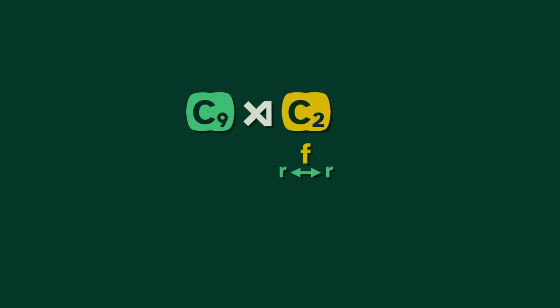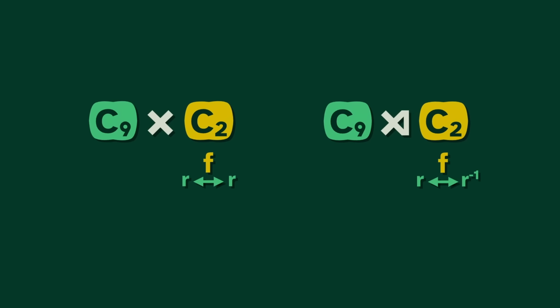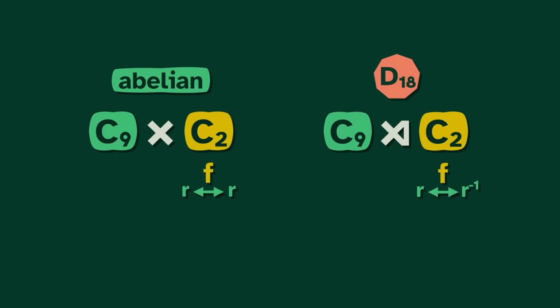F applies the neutral map. So when R passes F, it's still just R. They commute. It's just the direct product. Exactly. So there are 2 possible SDPs. Yes, but this one is Abelian, and this is D18. We haven't found a noop. Noop? New group. Maybe we can find a noop by flipping things around.